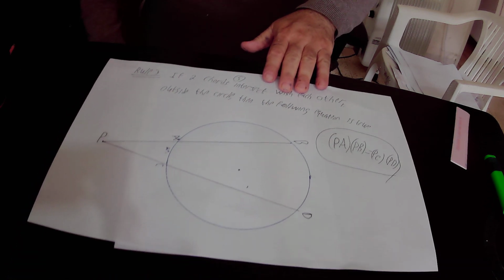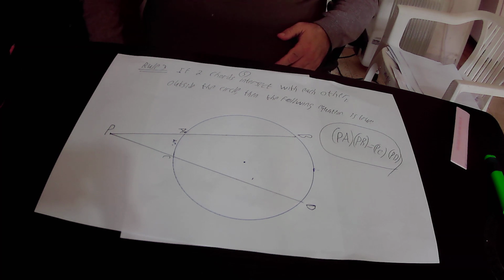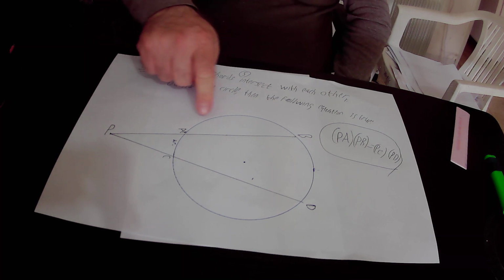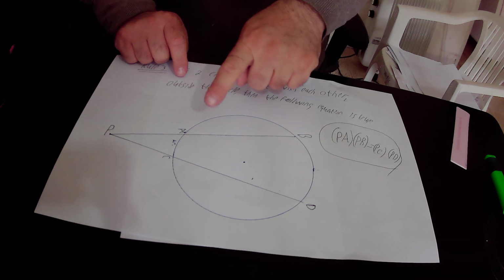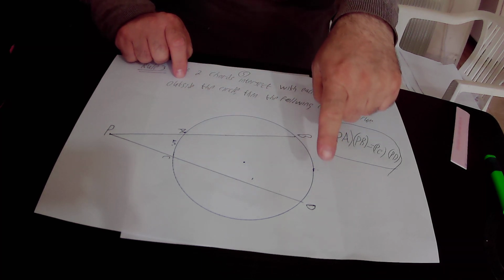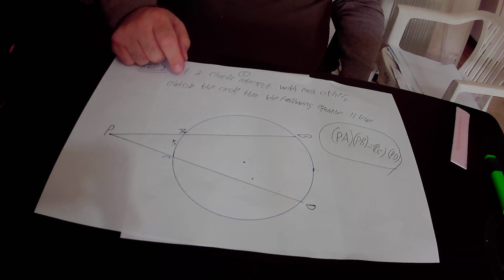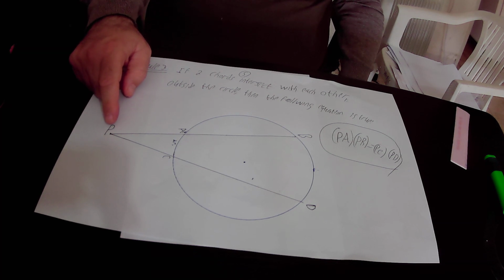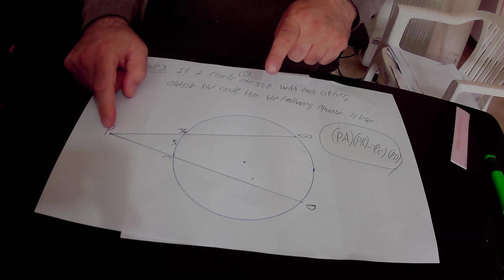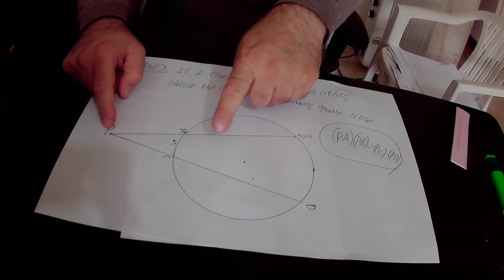So here we have this circle and we have chord AB and chord CD again, that intersect with each other externally, outside the circle. Point P is the intersection point of the extended chord BA and the extended chord CD.